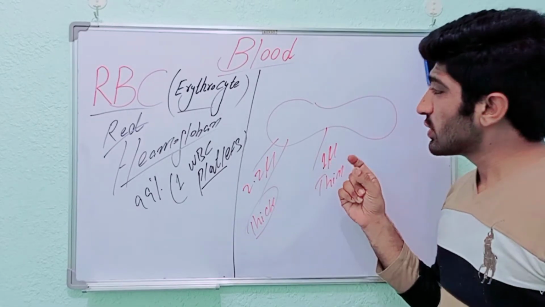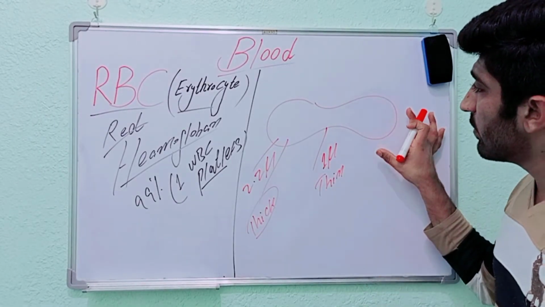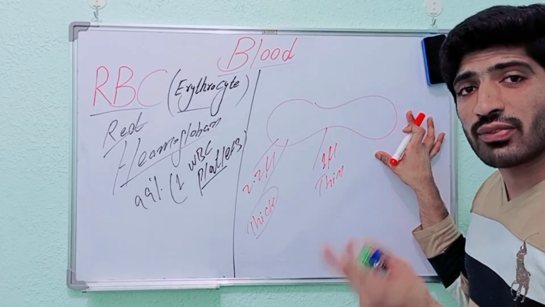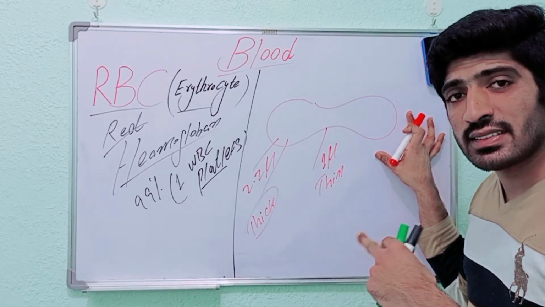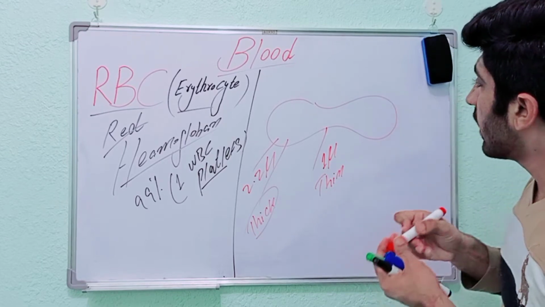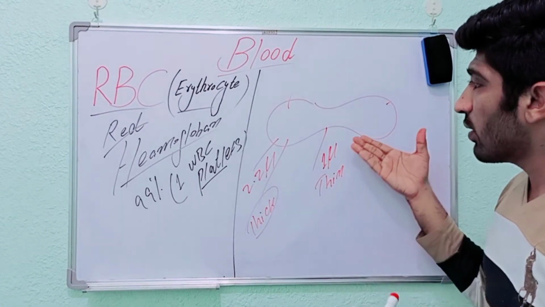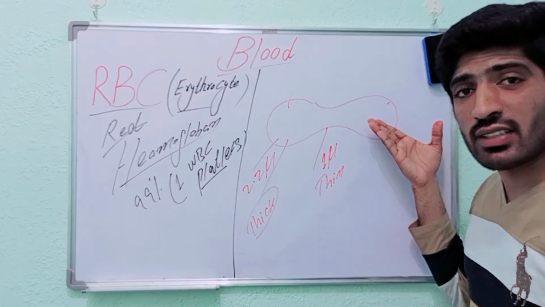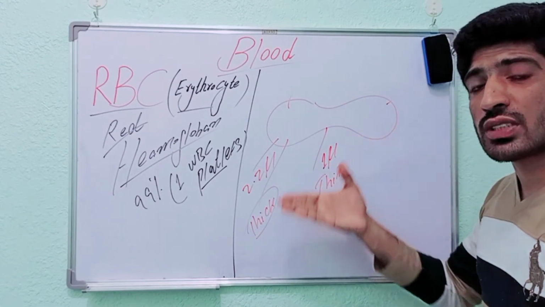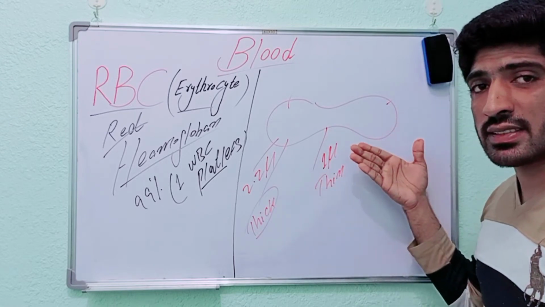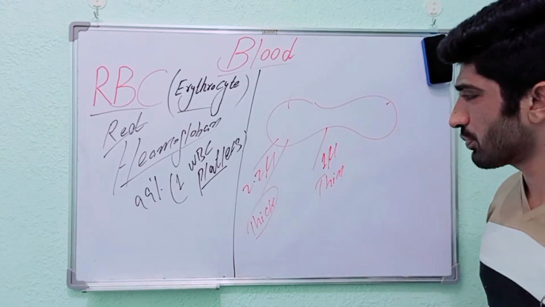After that, students, because of the biconcave shape of RBCs, the diffusion of other substances and gases takes place easily. And also due to the large surface area of RBCs from the periphery, the absorption of gases, oxygen and other substances easily takes place, and also the secretion of these gases and substances easily takes place in the red blood cells.